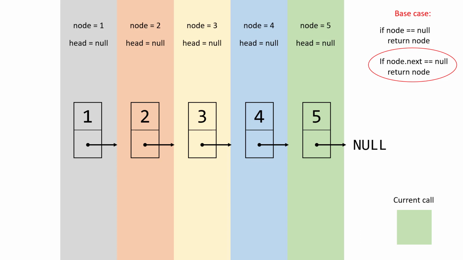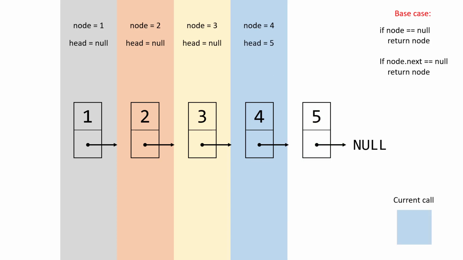We need to return node because remember, we're trying to send it all the way back. So the system goes, okay, return node 5 back to the previous caller, right? Well, we're returning it to 4 because this is a recursive method and 4 called 5. So we're returning it back to 4, and then 4 will just store this in that extra variable, head. So we keep that 5 there.